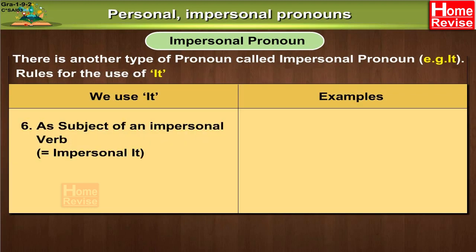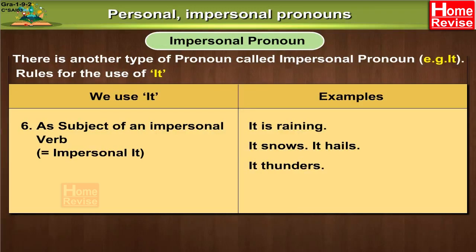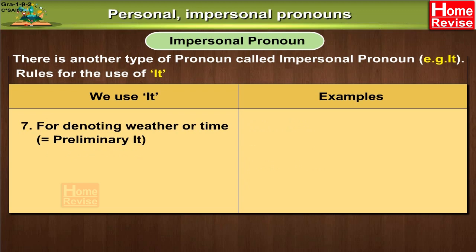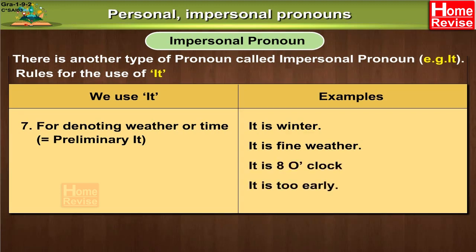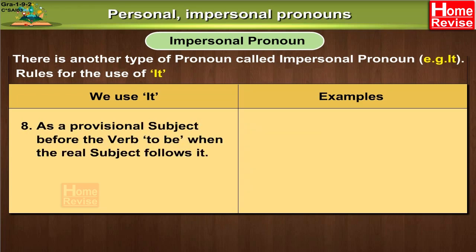6. As subject of an impersonal verb. Impersonal it. It is raining. It snows. It hails. It thunders. It seems to me are the examples. 7. For denoting weather or time, preliminary it. Examples are, it is winter. It is fine weather. It is 8 o'clock. It is too early.